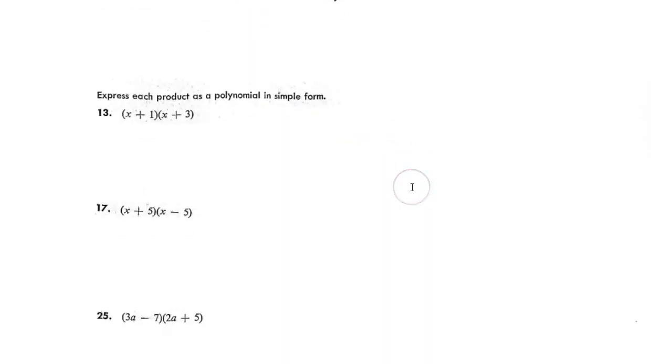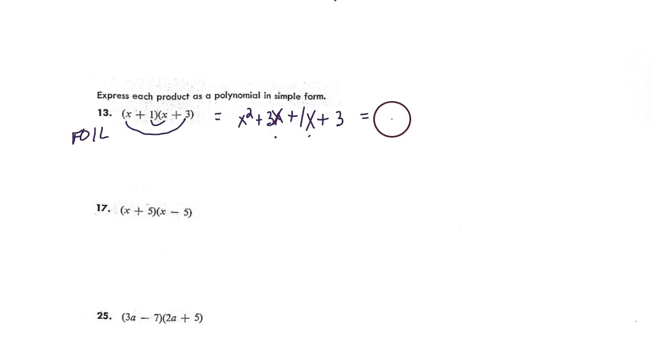Number 13, this is where we were learning FOIL. First, outer, inner, last. So x times x is x squared. Then the outer, x times 3 is 3x. Then the inner, 1 times x is 1x. And then the last, 1 times 3 is 3. Combine together those two x terms. We have x squared plus 4x plus 3.